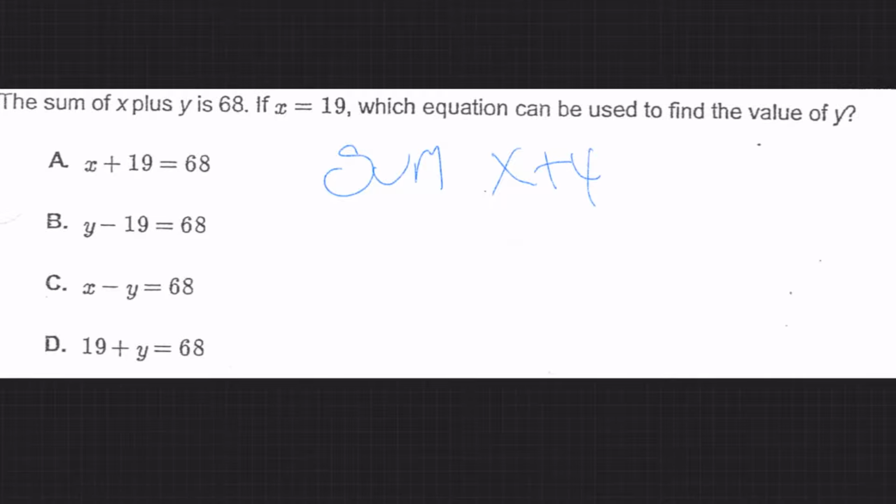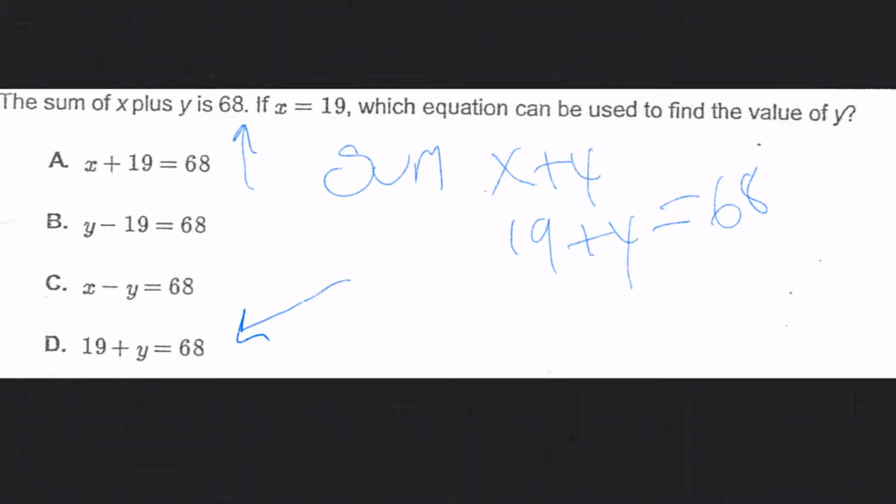Here they're telling us x is 19. And we know the sum of both of them is 68. So 19, which is x, plus y, which we don't know, equals 68. So now the question is asking, which of these selections, A, B, C, or D, is the same as saying 19 plus y equals 68? Well, if you look over here at D, you can see D says 19 plus y equals 68. We're just writing out the question they gave us, and we're substituting the 19 in for the x.